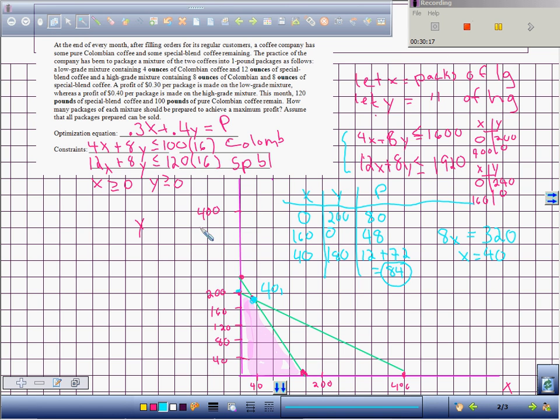So how many ounces of each do I use? Or how many packages: 40 packages of the low grade and 180 packages of the high grade. The end. Yay. Thank you.